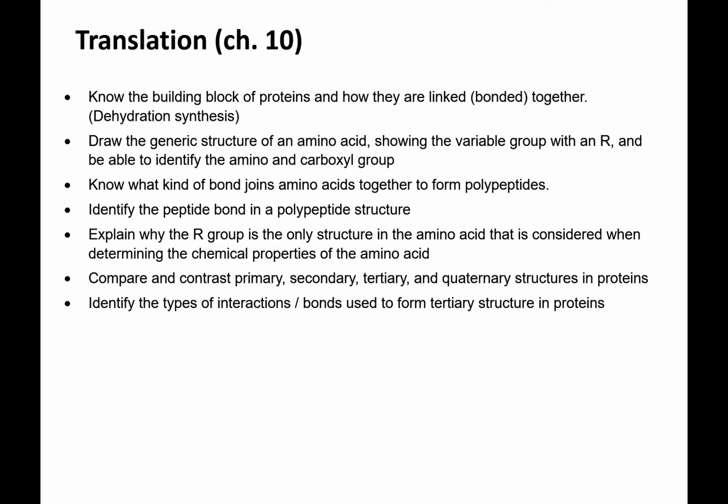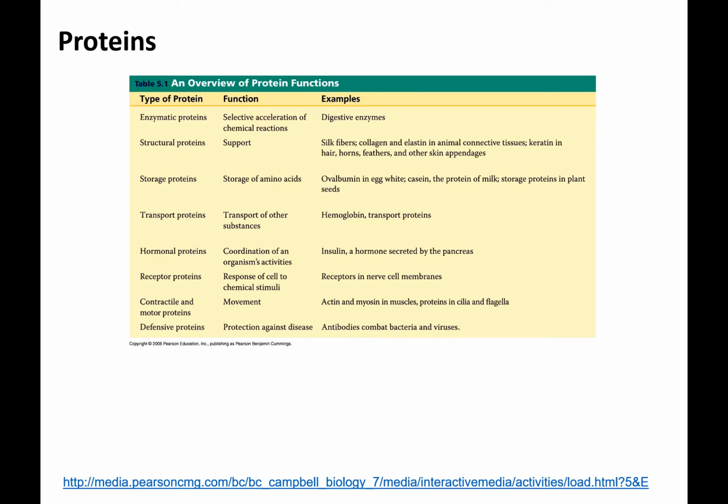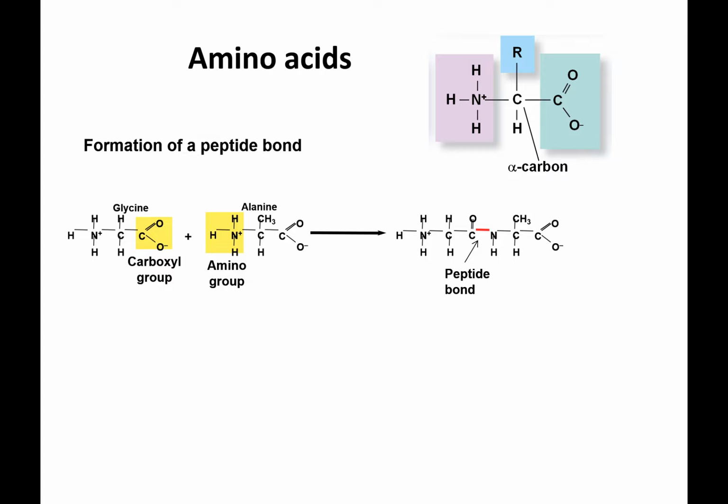First, I want to remind you about proteins, because that's what we're making. Remember that proteins are the workers of the cell. They have lots of different properties or functions. They can be enzymes, structure, movement, transport molecules across the membrane, receptors. Proteins are what really give the cell its characteristics, and translation is how we make those proteins. I want you to be able to recognize the building block of proteins, which are amino acids.